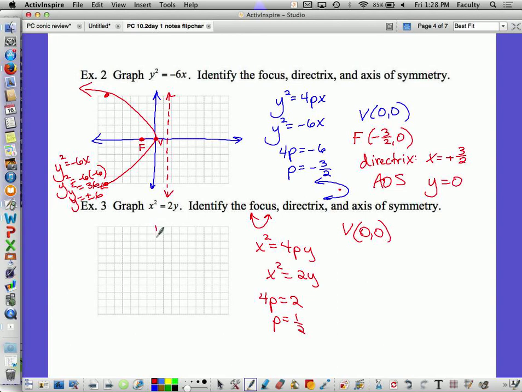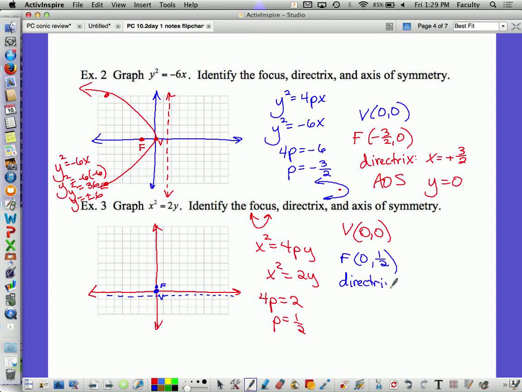My vertex is 0, 0, but it's going to open up. If it opens up, the focus is inside the parabola, and it'll be up 1/2 of a unit. So that's teeny tiny. So the focus is 0, 1/2. My directrix is 1/2 a unit away from the vertex on the other side.